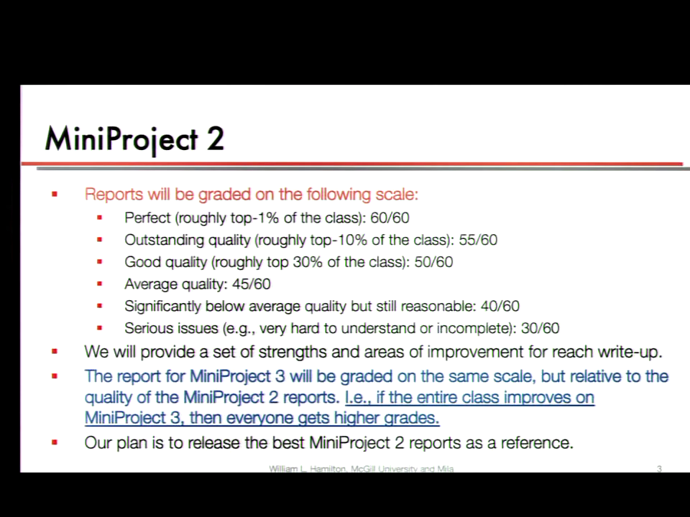And the important thing is that for mini project 3, we're going to have the same kind of scale, but it's going to be relative to the baseline in mini project 2. So what this means is that if everybody who was average quality in mini project 2 made their report significantly better, then the entire class will go up into the good quality bin. So if everybody gets better from mini project 2 to mini project 3, the whole class goes up. We're not going to grade even harder on mini project 3 even though you've made improvements.